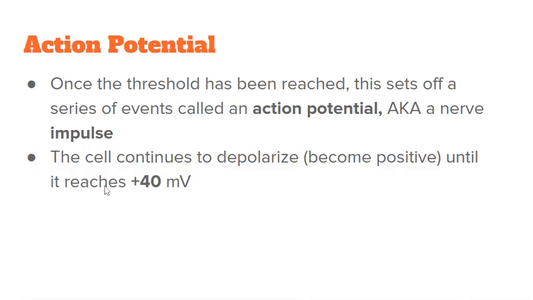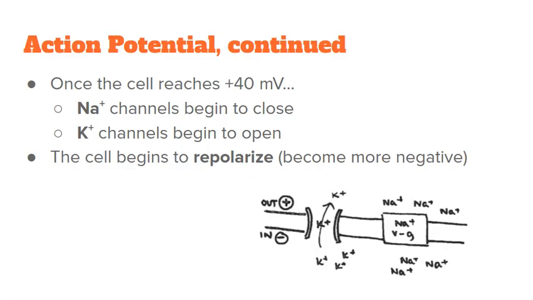It's going to become more and more positive, and it's going to peak around 40 millivolts. You'll see some different numbers out there depending on the resource you're using. So we're just going to use a nice positive 40 millivolts because that's a really common number that you'll see. So once that cell reaches that peak, that positive 40 millivolt range, that is going to trigger something to happen. It's going to tell the cell to close the sodium channels, right? No more sodium is going to be flooding inside. And then it's going to open potassium channels and allow potassium to flow out of the cell. This is going to cause the cell to repolarize, to become more negative again, like it was when it started.